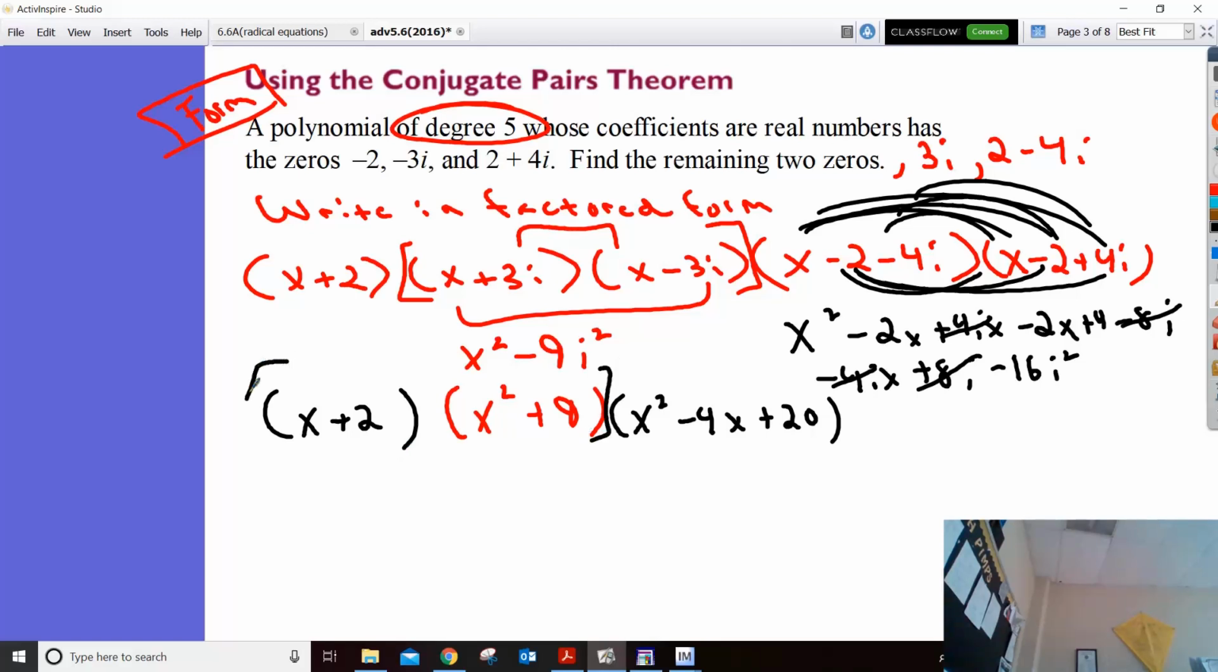Personally, I do those two. Let's see, we'd have an x cubed. The inside is plus 2x squared, the outside is plus 9x. And then plus 18.